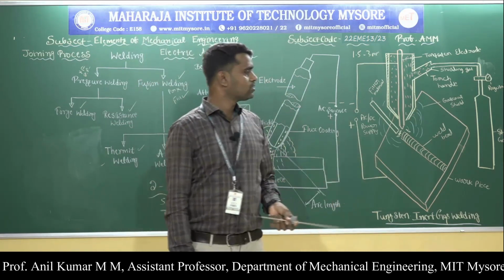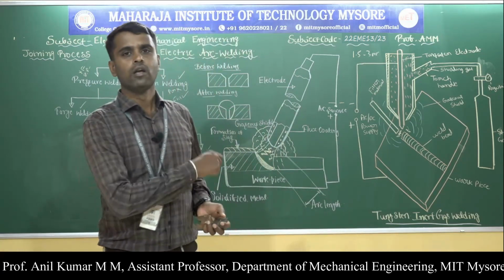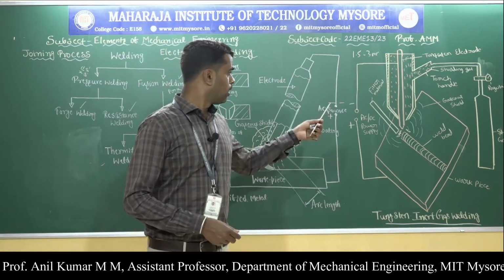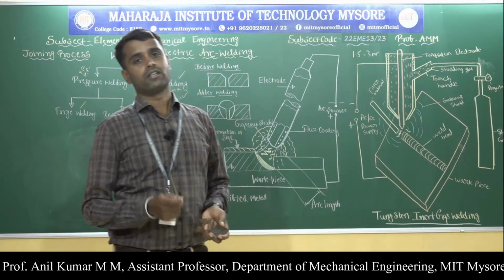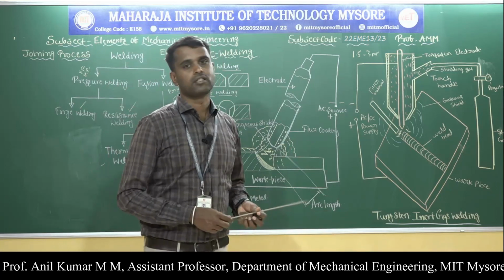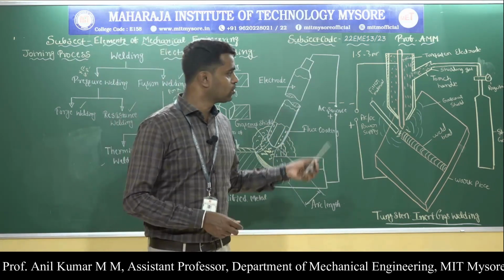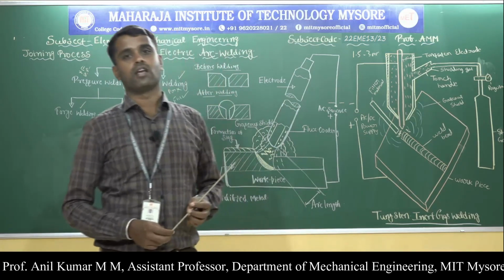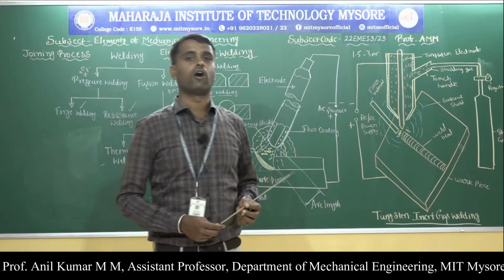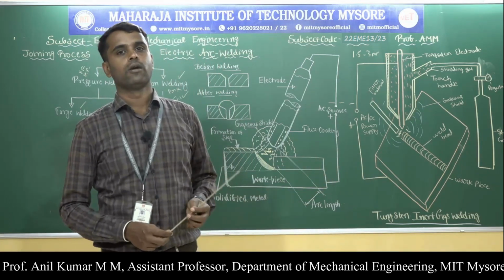And coming to the applications, it is extensively used in aerospace industries. That is one of the primary applications of tungsten inert gas welding. It is extensively used in aerospace industries as well as air conditioning and refrigeration industries. This type of welding is also used in welding stainless steel material. Copper alloys and nickel alloys can be welded by using the tungsten inert gas welding process.